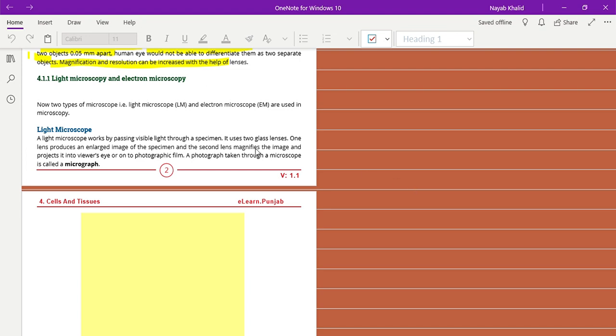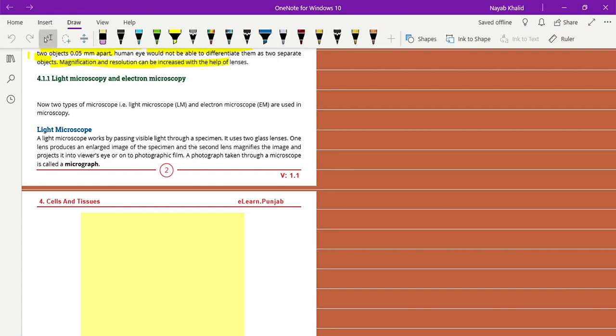Today we are going to discuss the light microscope, its characteristics, its features, and how it magnifies the slides. So let us see. Before we go further, we should know there are basically two types of microscope: light microscopy and electron microscopy. Firstly, we read about the light microscope.